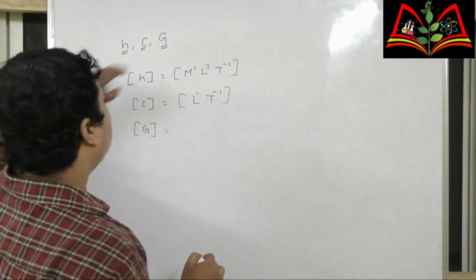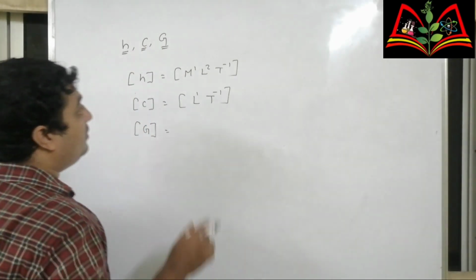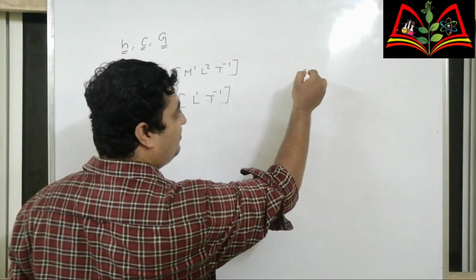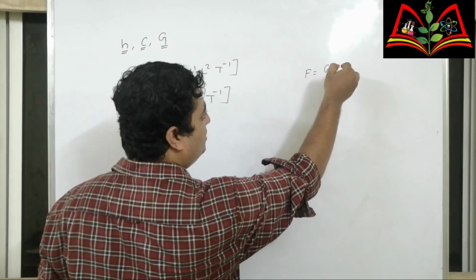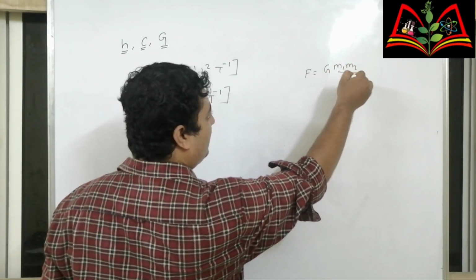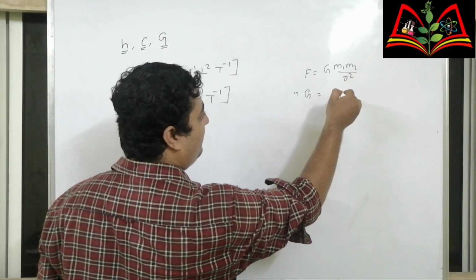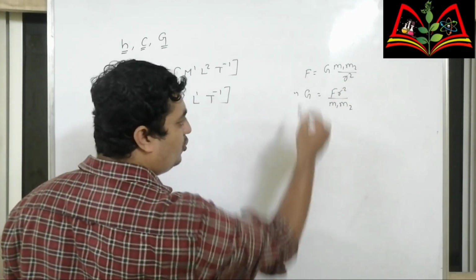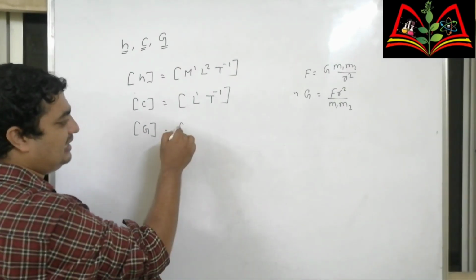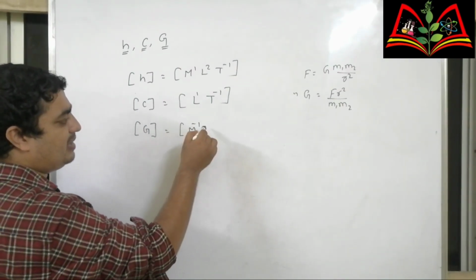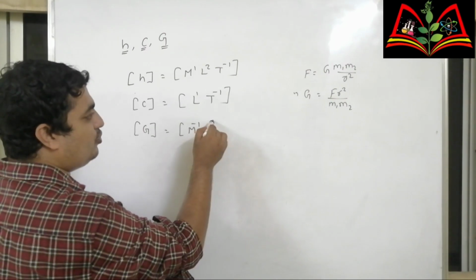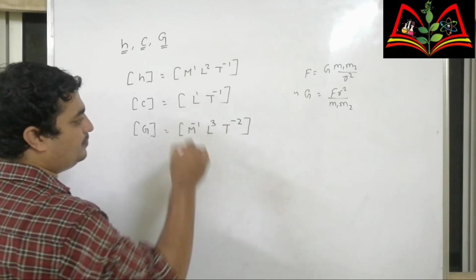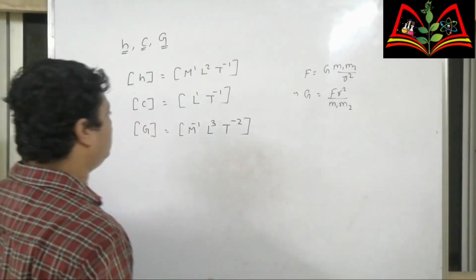Now, G, this is universal gravitational constant. You can derive G from Newton's equation, F equal to G m1 m2 by r square. From that, G equal to F r square divided by m1 into m2. So, you can calculate the dimension of G. It is m to the power minus 1, L to the power 3, T to the power minus 2. This is the dimension of G.